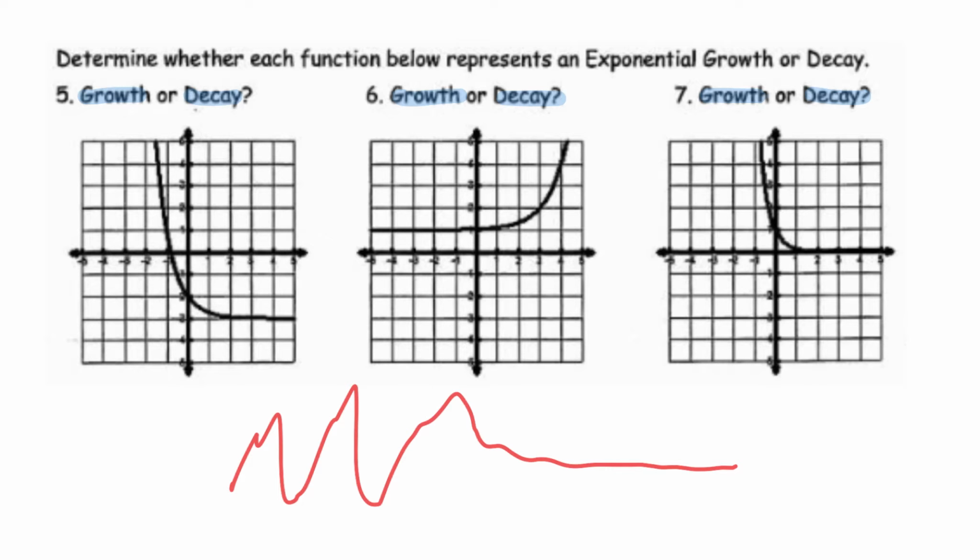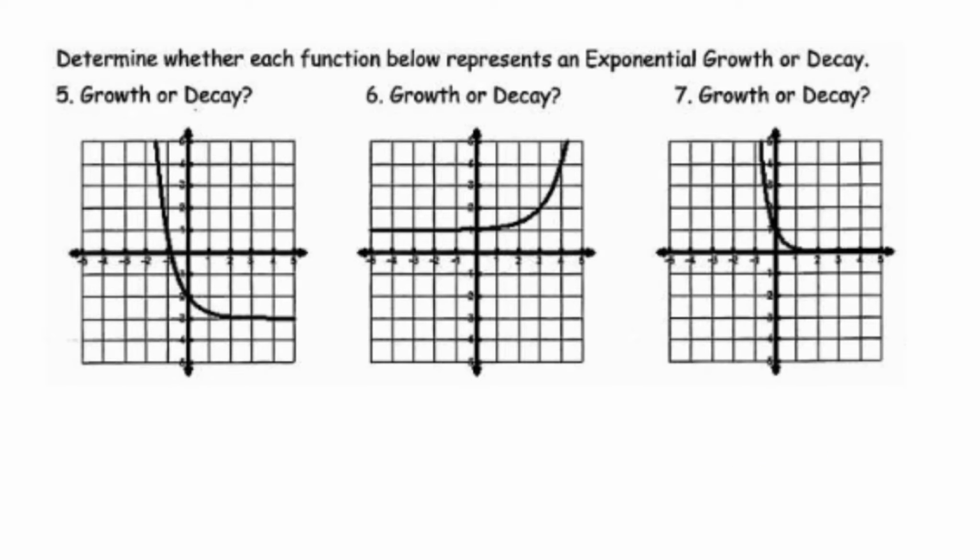Decay and growth have nothing to do with their direction, whether it reaches upward or downward. It's just the behavior as it continually moves right. Is it decaying towards an amount? Like I said, is it flatlining as far as the heart rates go, or is it skyrocketing up or skyrocketing down? That would be growth. The thing that gets a little confusing is growth in a negative fashion is still growth.